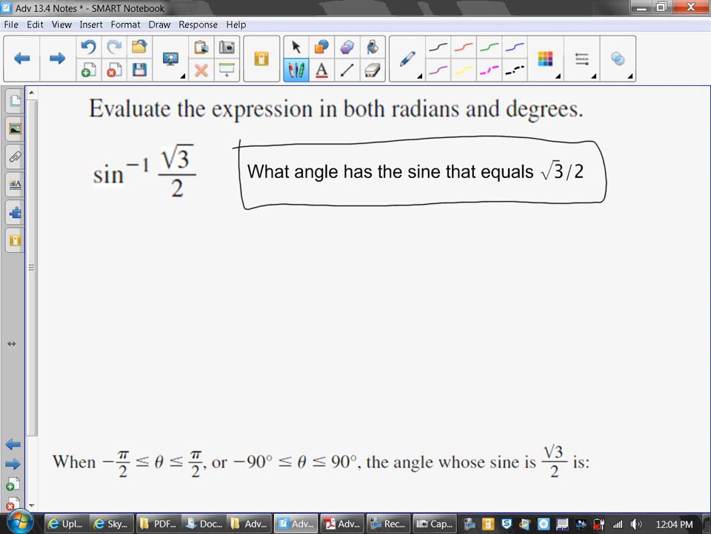So you think about your ordered pairs. When you're dealing with your ordered pairs, remember, 3, 2, 1, 1, 2, 3. Your sine values are always the y coordinates. These are your x coordinates, these are your y coordinates. Which one of those has the root 3 over 2? The 60 degree. Correct, that's my 60 degree. So that means my theta equals 60 degrees, or what's the radians?